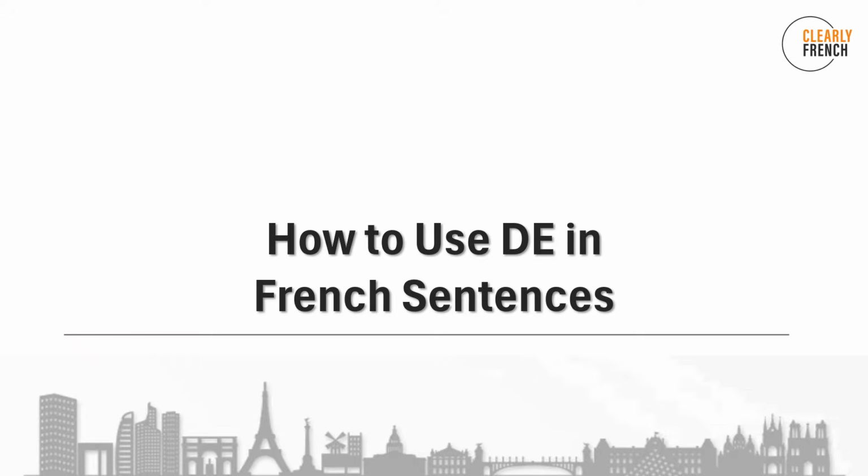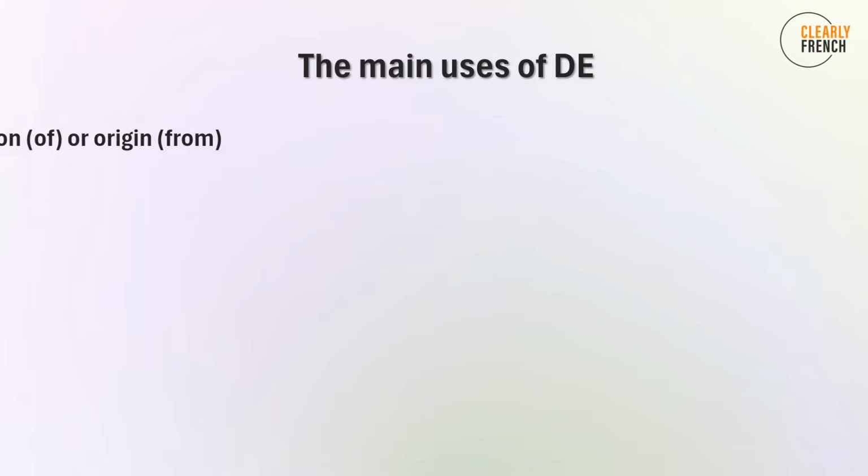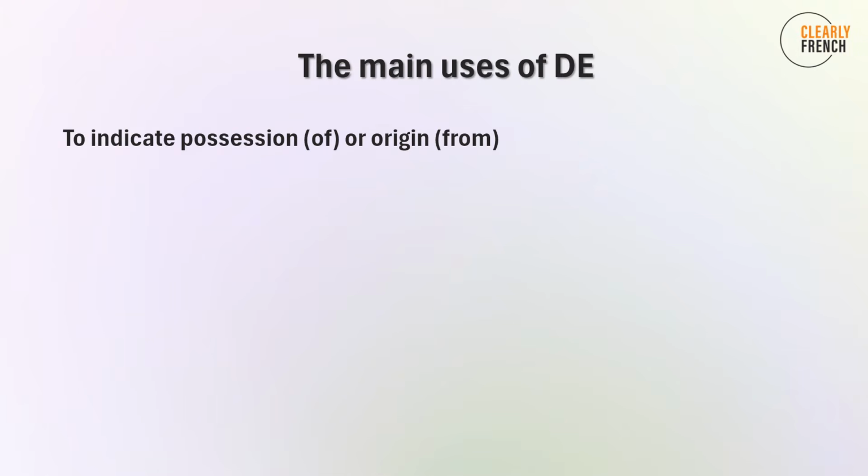Today I'm going to show you how to use de in French sentences. I know the de and the à are always a problem for students, and I've already covered the à in a previous video. This is about the de. One of the basic uses of de is to indicate possession or origin. The of or the from, if you like.